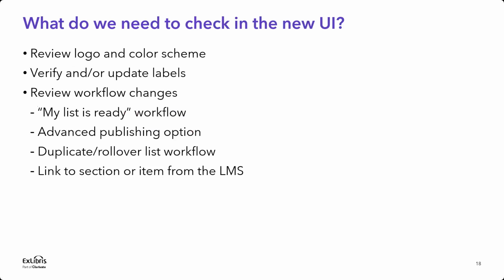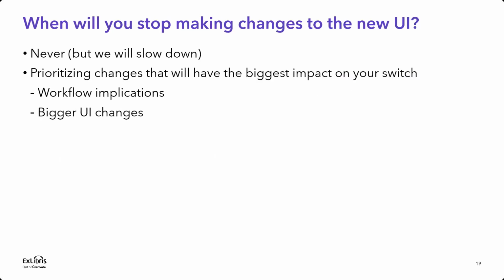What do we need to check in the new UI? This is actually pulled from the Getting Started guide. So there's more information there, but this is what we originally came up with and also has been added to based on the feedback that we've gotten from all of you. I think I'm going to skip this for the sake of timing because it is in the Getting Started guide.